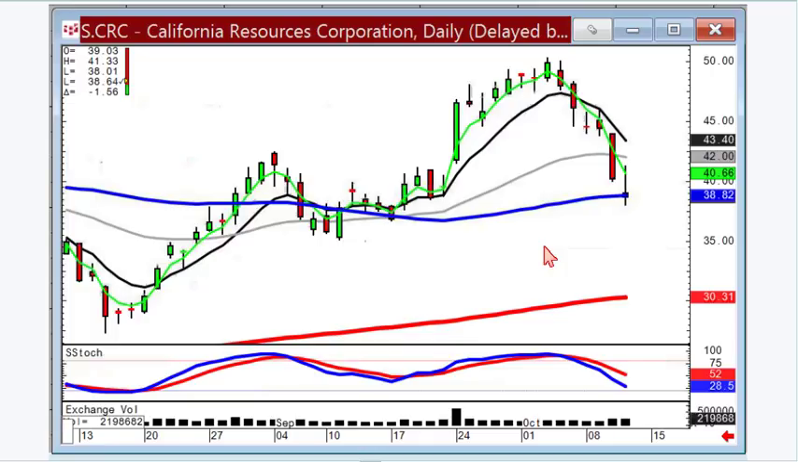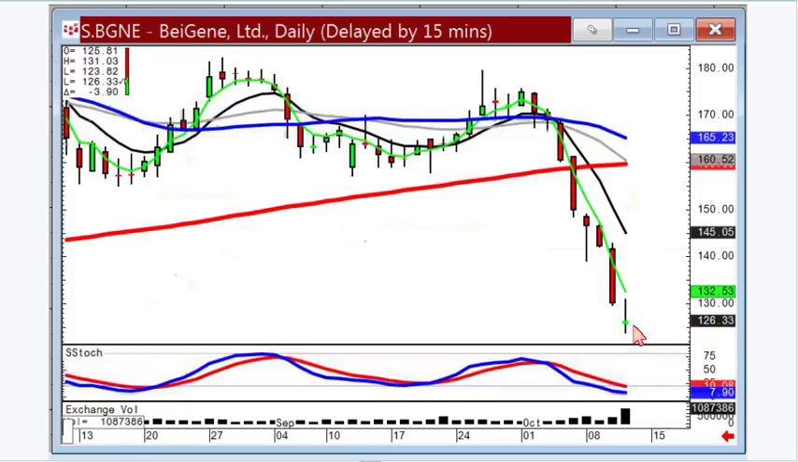Depends on how aggressive you want to be. At BGNE, if I'm aggressive and it opens positive, I'm buying right away with the idea that it's going to come back up to the T line. If I'm more conservative, I may want to see buying and wait for it to close up above the T line. It depends on each person's risk reward factor.